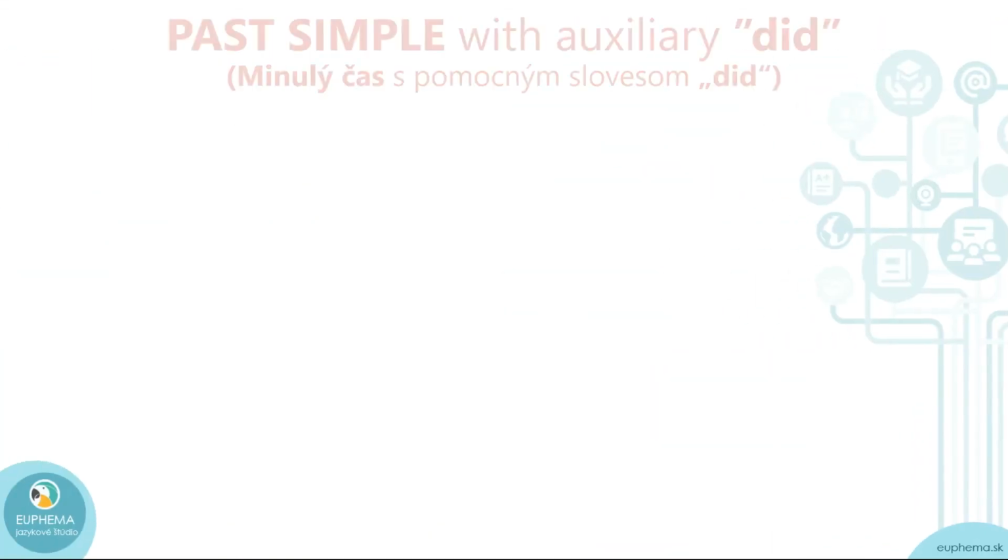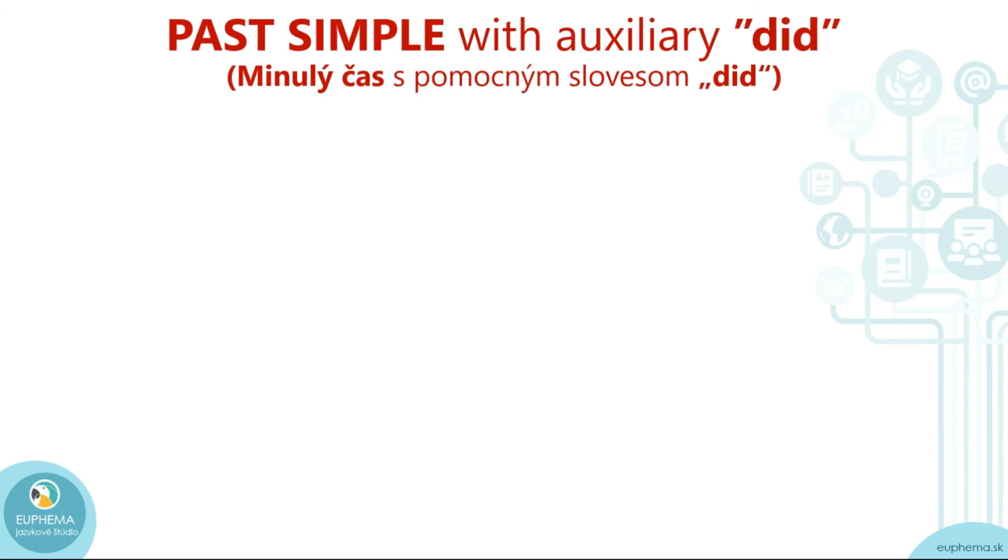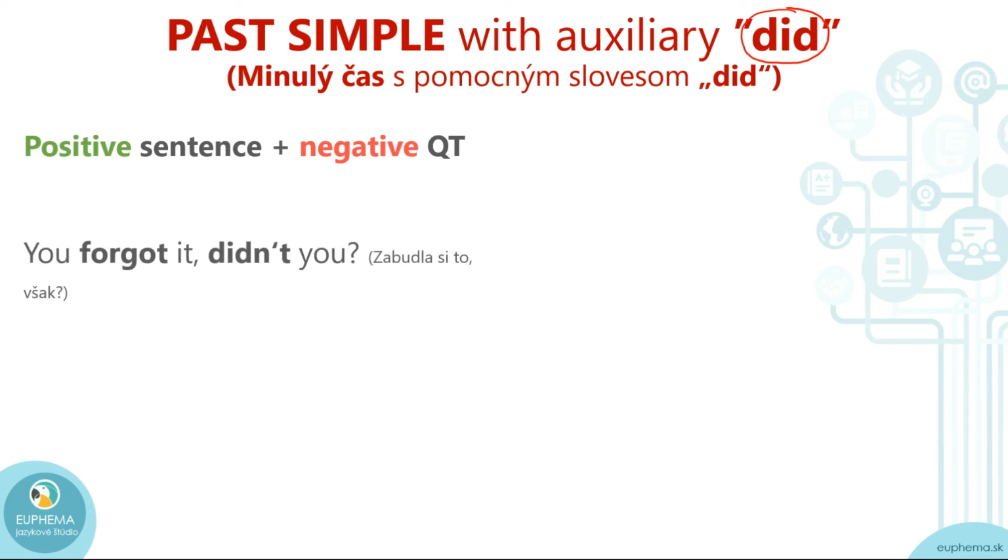Now, past simple, also we have to use this auxiliary do, but in the past, which is did. Okay, so positive sentence plus negative question tag. You forgot it, didn't you? Here we have past simple of forget, which is forgot, okay, positive, forgot. And question tag is the past simple of do, which is did, in the negative form. So didn't you, okay? Person, you.